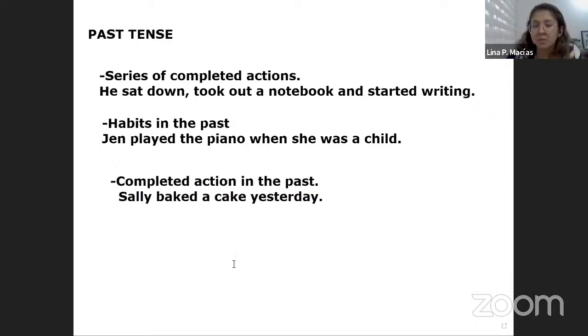Teacher, what do you mean bake? Baked a cake? Hornear? Yes, ma'am. Oh, okay, thank you.